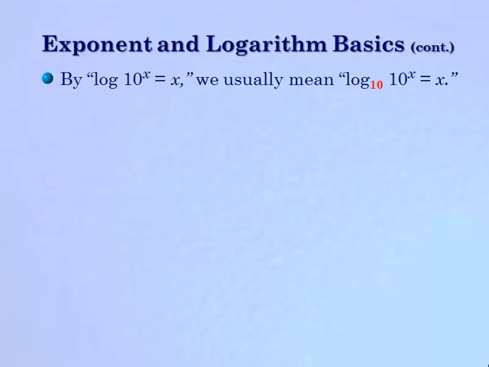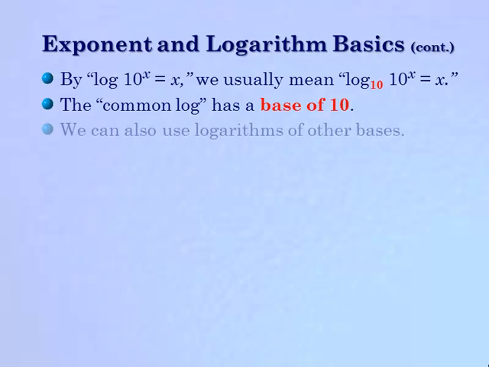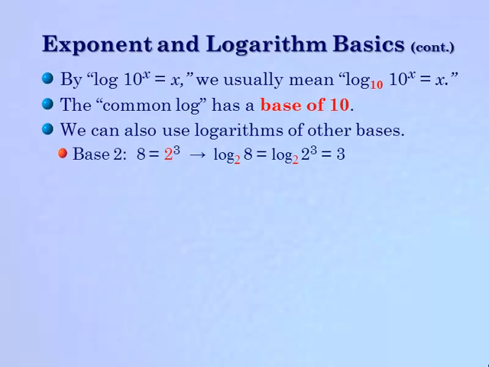We can have different bases. The common log has a base of 10. We can also have logarithms of other bases, like base 2, right? So if 8 is equal to 2 to the 3rd power, then the log base 2 of 8 is the same as log base 2 of 2 to the 3 power, and that equals 3. So you see the log function can undo the exponent operation.